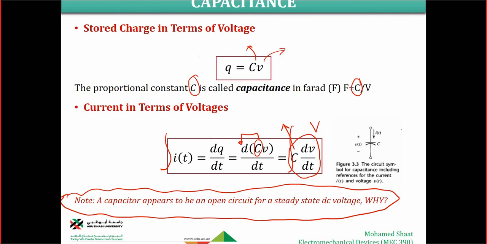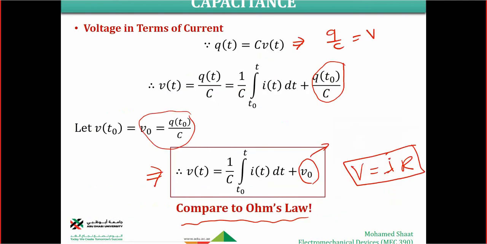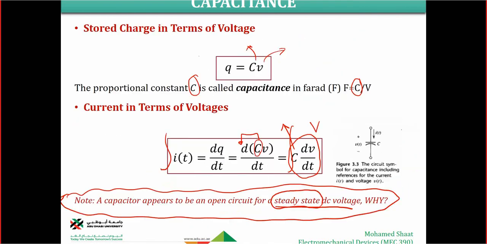Make sense? So the capacitor works like an open circuit for a steady state DC voltage. The word steady state will be clear when we discuss chapter 4. But for now, steady state DC voltage indicates that the voltage is constant. It means that the time derivative of the voltage with respect to time equals zero. For this case, the capacitor works like an open circuit, like an open switch. Okay? So, this is the voltage in terms of the current and the current in terms of the voltage.